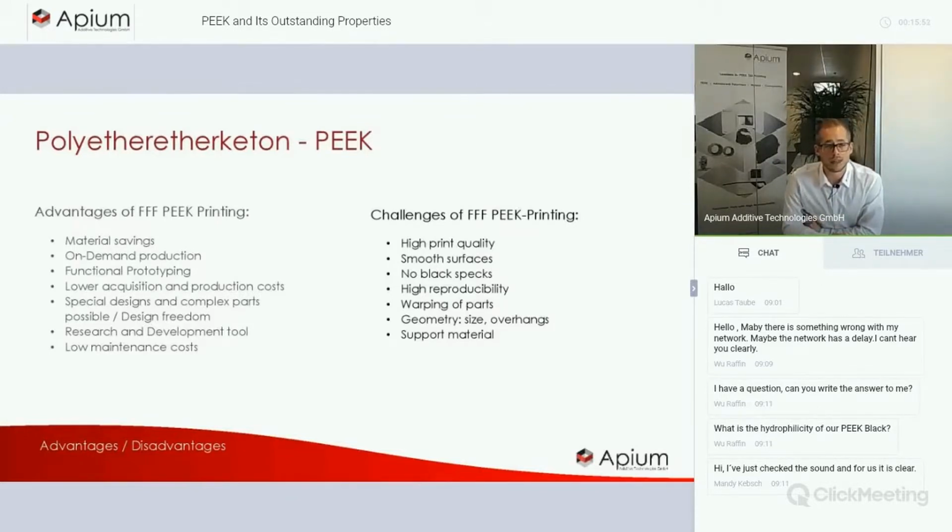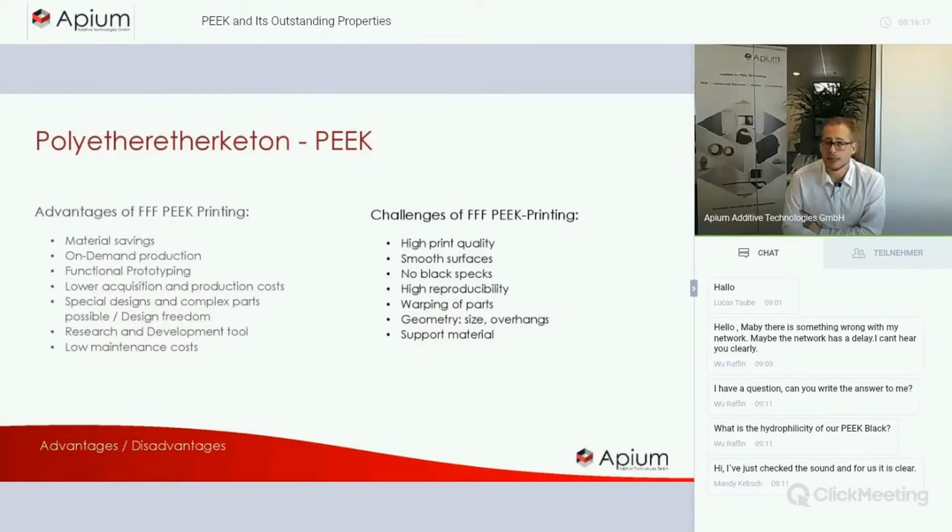And the last point we see is the low maintenance cost. The tool you're using is in principle just a nozzle. This can be exchanged from time to time, and that's basically it for maintenance. Maybe in our case, check the cooling fluid. But so far you have very low maintenance cost.